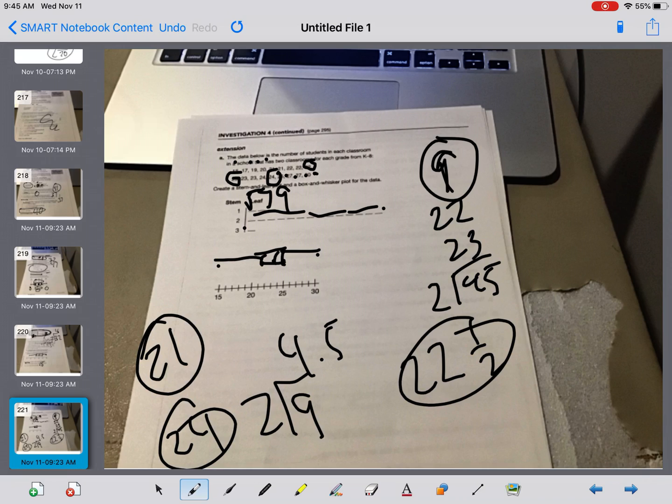Okay, your extra credit for today is for the first time you had a packet that didn't have a staple in it.